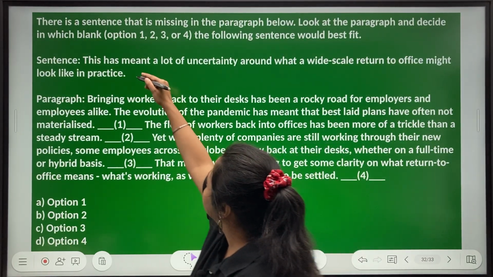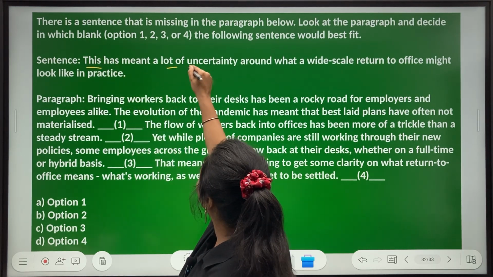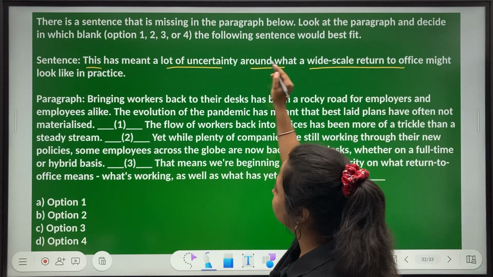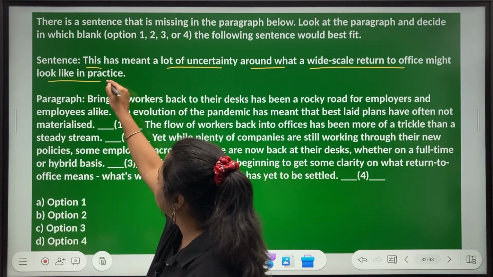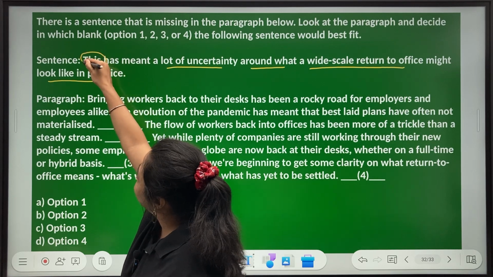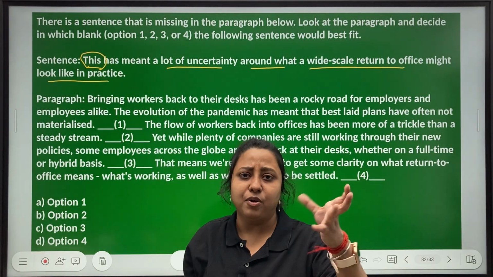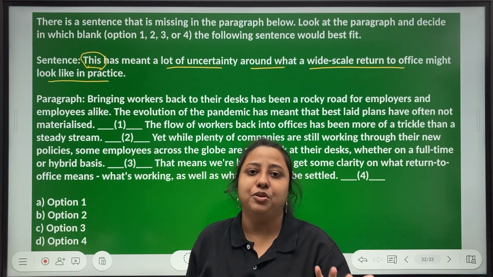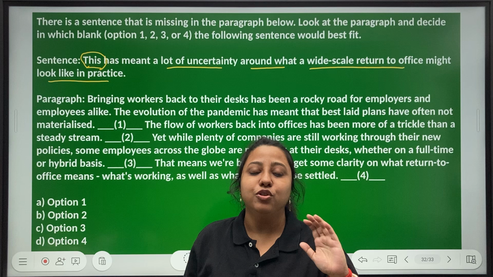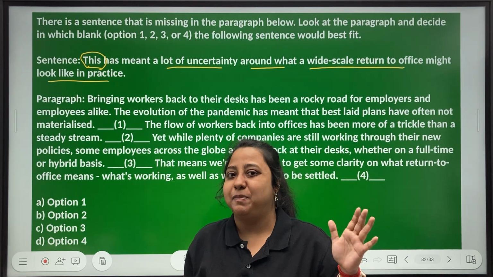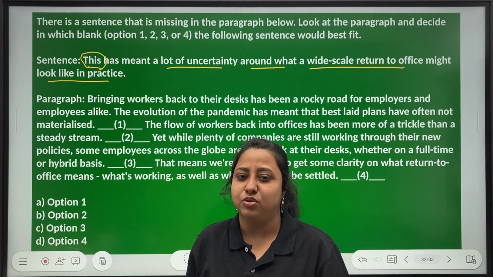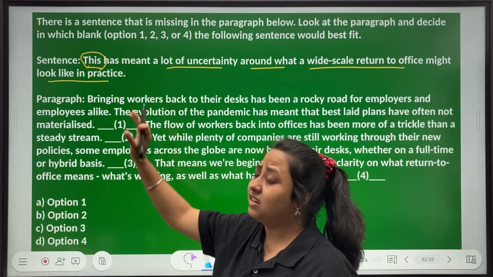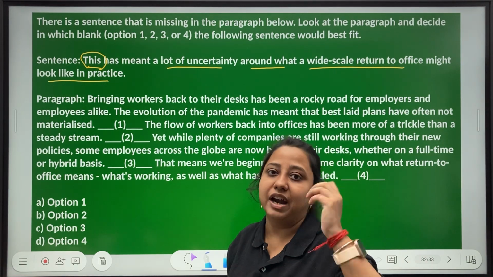So sentence says, this has meant a lot of uncertainty around what a wide scale return to office might look like in practice. So this is an indicator word. मतलब कुछ तो एक process, we'll get a hint about some process, and this has meant. So या तो वो process हो सकता है, या कोई scenario हो सकता है, कोई situation हो सकता है, something that foretells that, okay, we expected this to happen, but then let's say this happened. So there is some uncertainty around this, right? So the moment I read the sentence, that is what I am able to understand at face value.